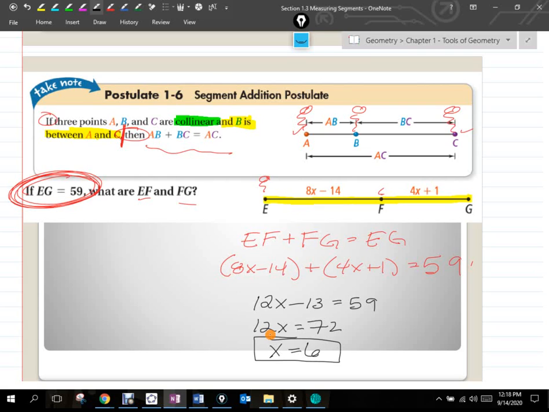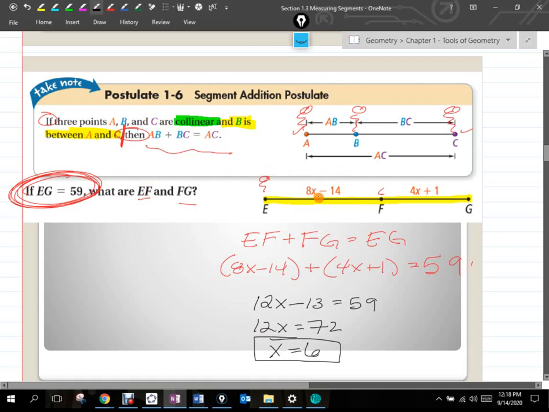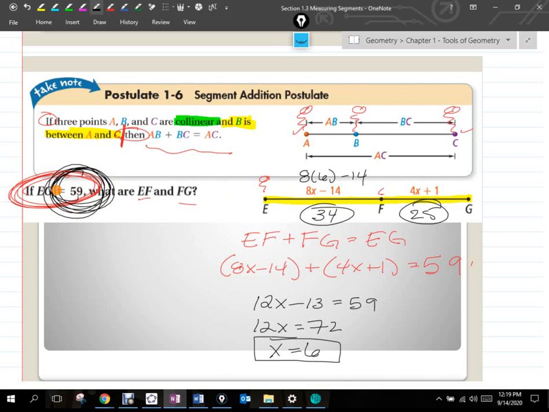So now I want to figure out what EF is. All I'm going to do is plug that 6 in here. So 8 times 6, and then minus 14. What's 8 times 6? 48. Minus 14? 34. I'll plug 6 in here. That gives me 25. What's 34 plus 25? 59, right?